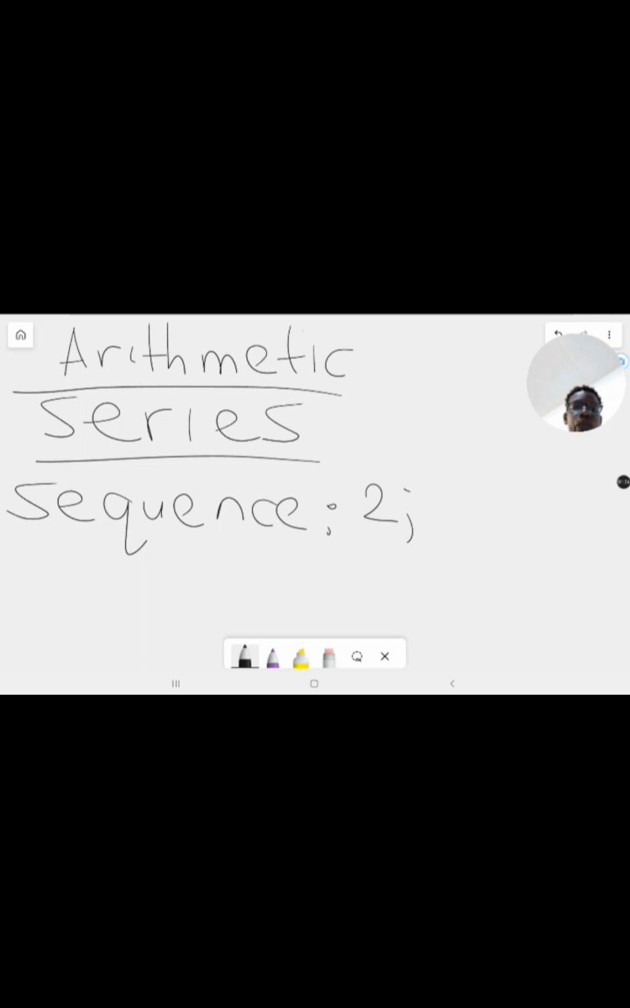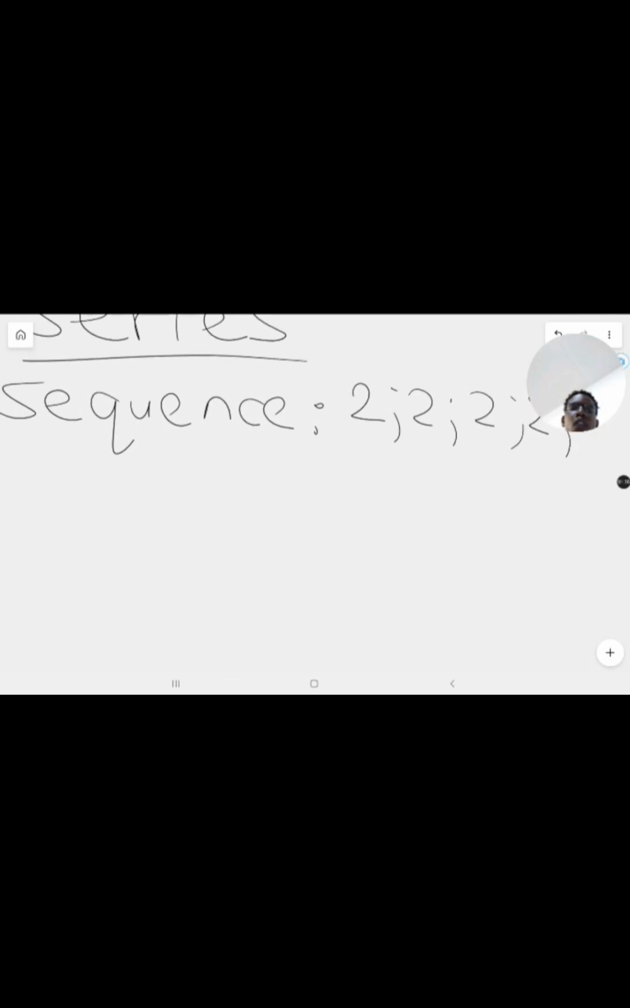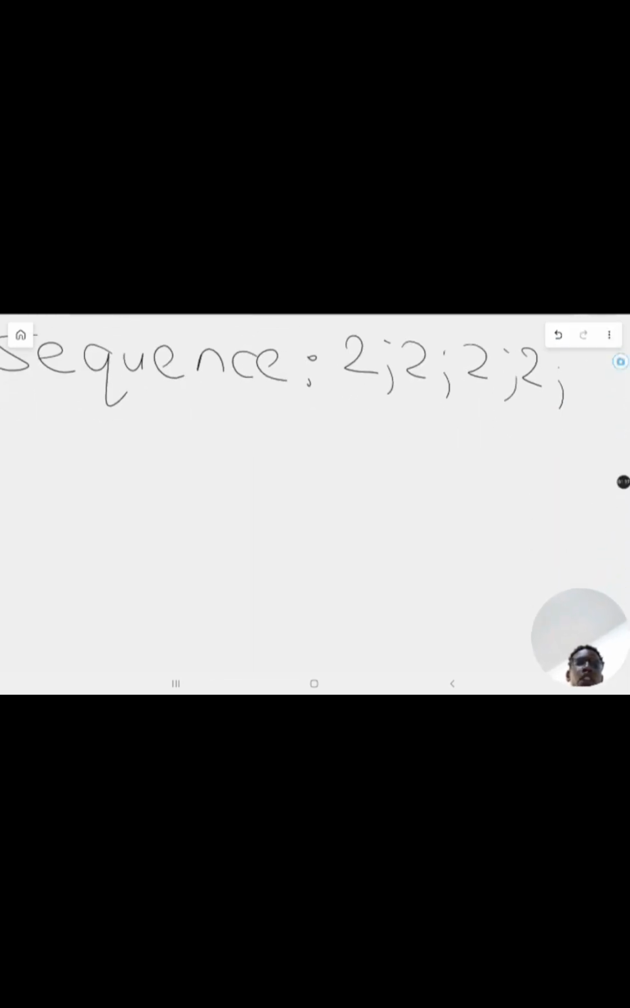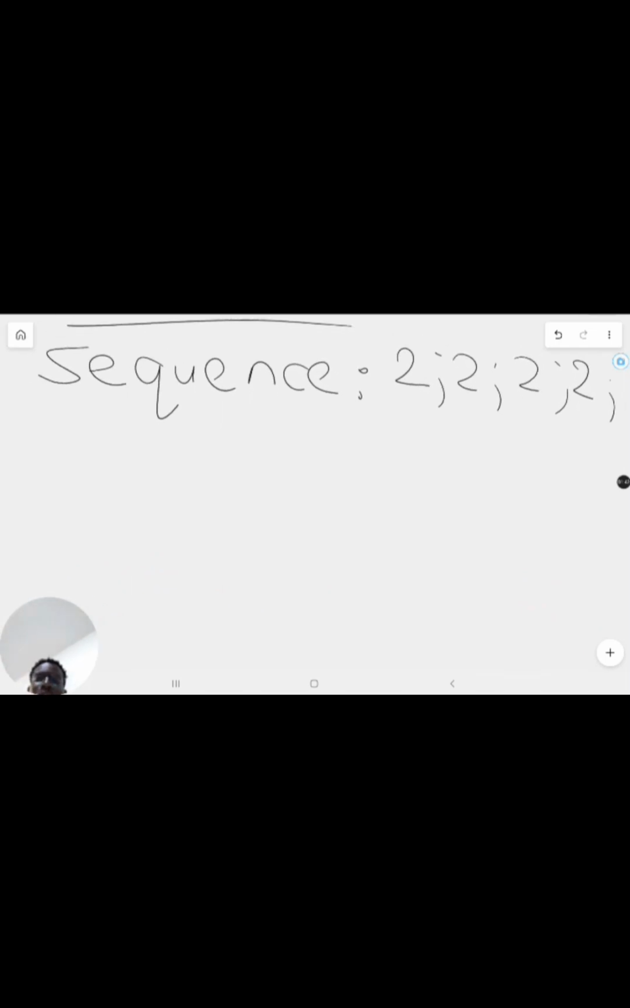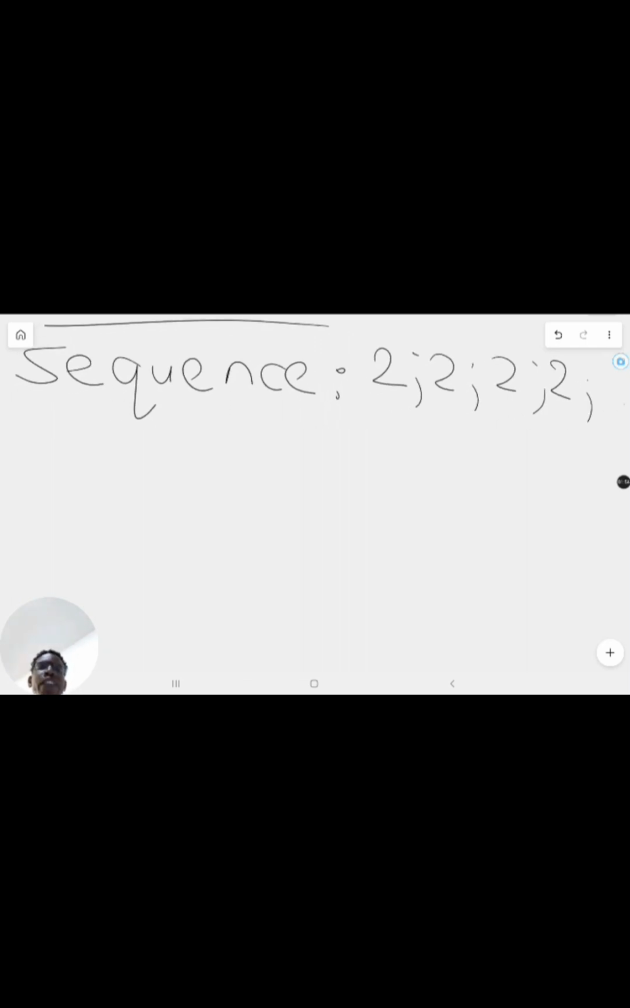Our sequence is 2, 2, 2, 2, etc. Okay, so here's an arithmetic sequence for you. This sequence is made up of a bunch of 2's. Now a series is simply an addition of the terms of a sequence. So if you've got a sequence and you decide to start adding the individual terms of the sequence to each other, all the terms to each other, then you have what we call a series.